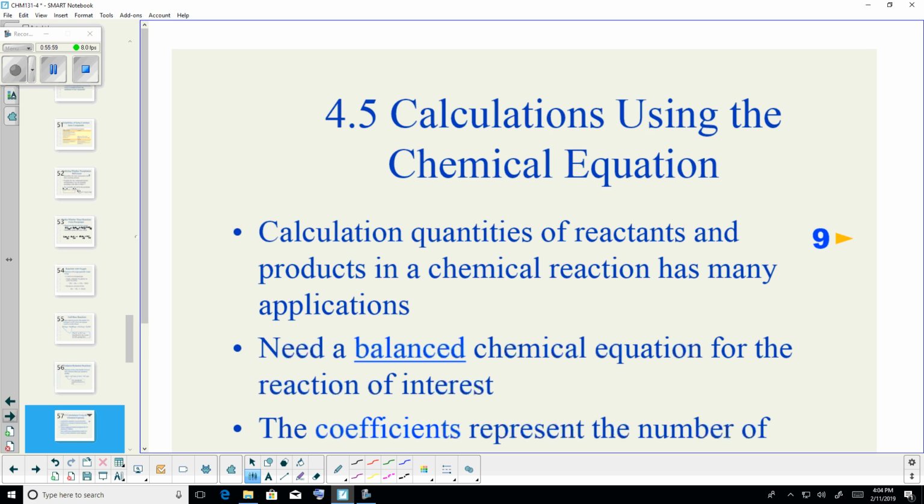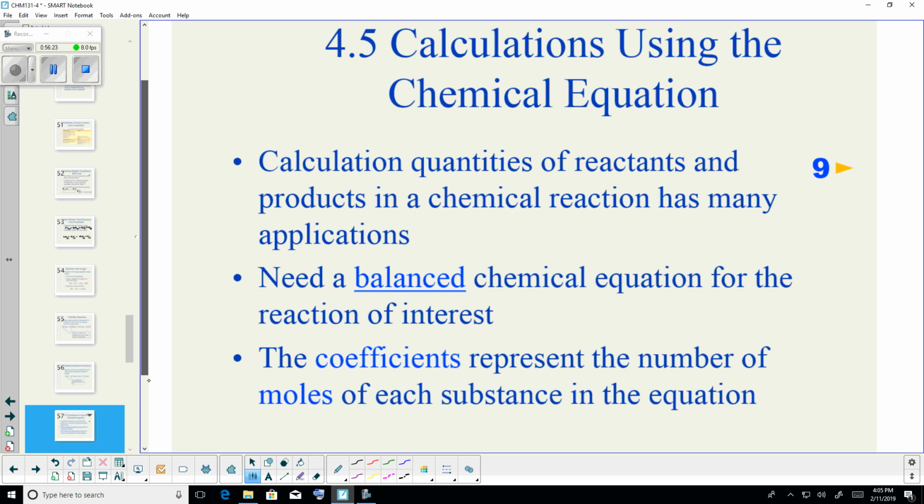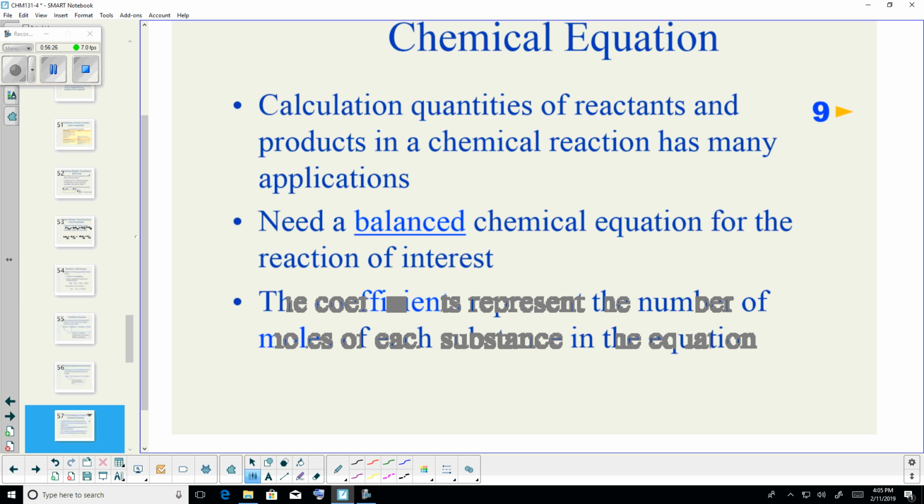So, we'll talk about oxidation reduction later on. But calculations using the chemical equations, that's where this comes in. You need a balanced chemical equation. Right now, without a balanced chemical equation, it's worthless. The coefficients represent the number of moles of each substance in an equation.